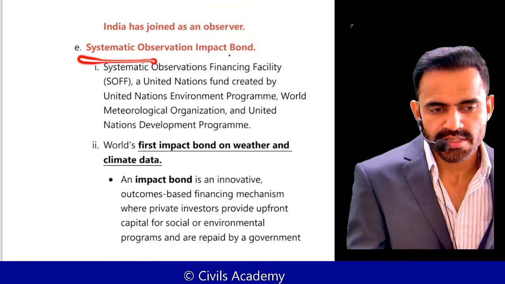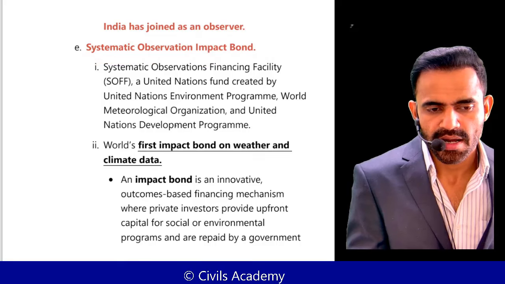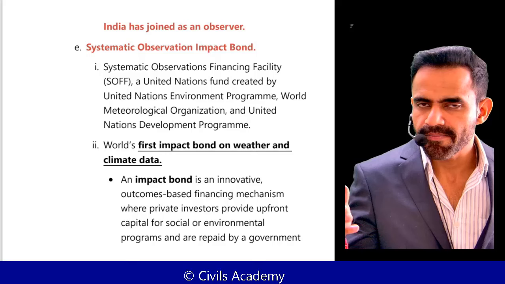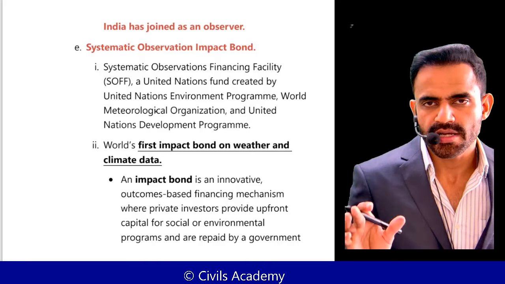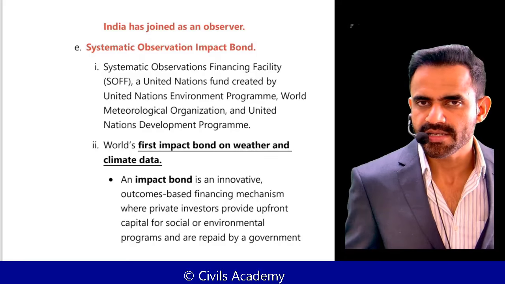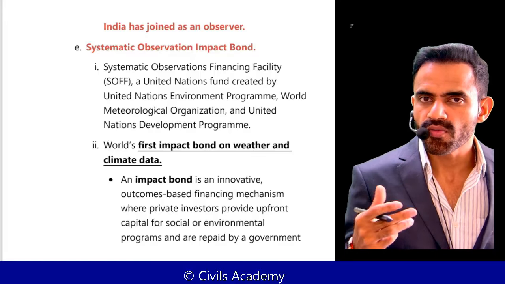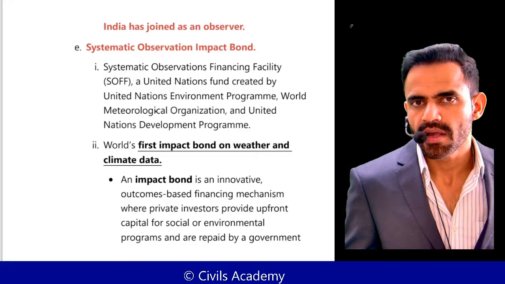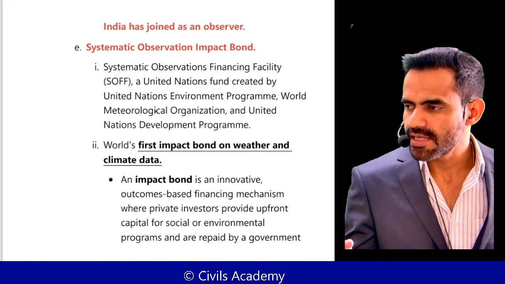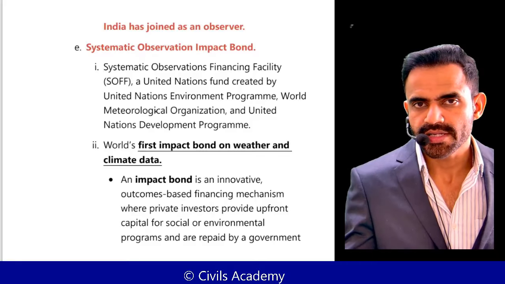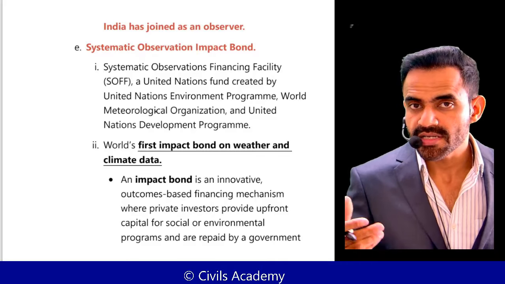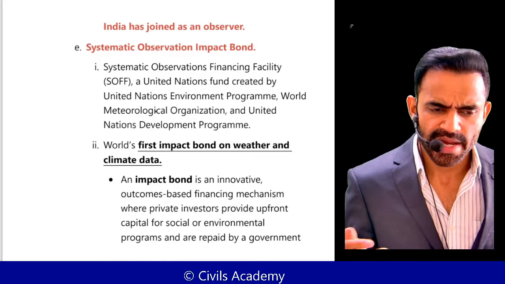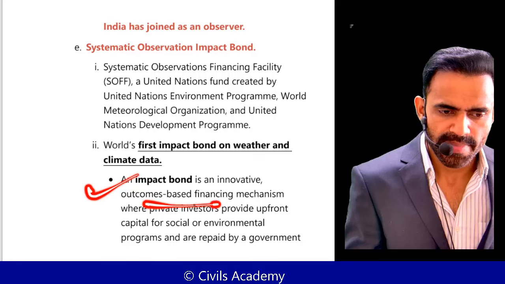Next is a systematic observation impact bond. Understand the concept of impact bond. Impact bond basically means if this impact is going to happen, then only you will recover that money. Let me give you a very basic example. Let's say a bond was issued, the investor is going to invest money into that. They will receive money. Let's say the bond was issued for construction of toilets to improve the hygiene. So they will receive returns if the hygiene standards are improved. That is impact bond. So impact bond is outcome based.